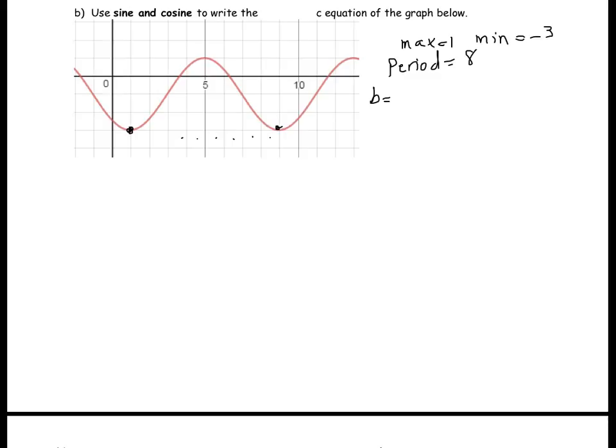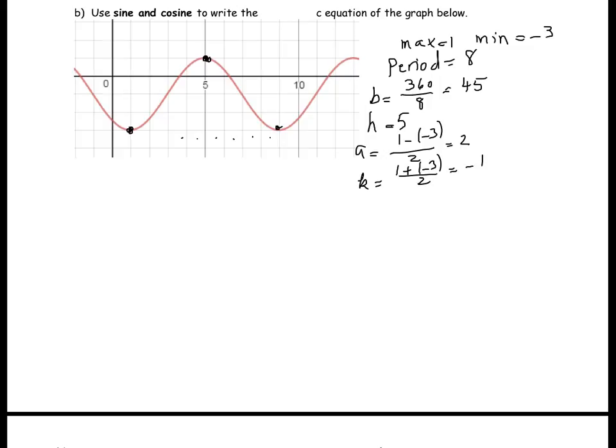So I can write that B is 360 divided by period, which is 8, is going to give me 45. Now H is the x-coordinate of the first maximum. The first maximum occurs here on the curve, so I'm going to say H is 5. A is max 1 minus mean divided by 2, which is 4 divided by 2, which is 2. K is max plus mean divided by 2, which is -2/2, which is -1.